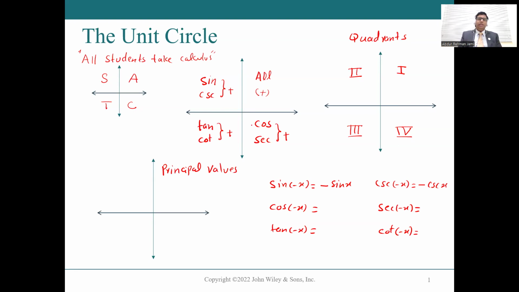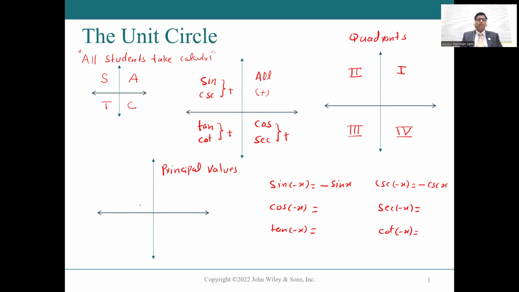There is a simple phrase to remember all this information: All Students Take Calculus. That is, in the first quadrant, A; students, take chocolates. Take chocolates or take calculus. This phrase helps us to remember the signs of the trigonometric functions in different quadrants.